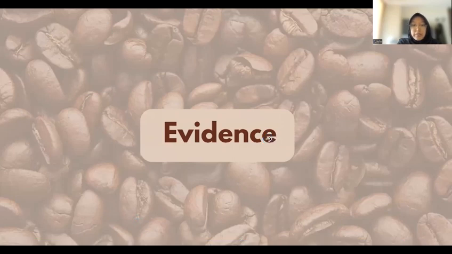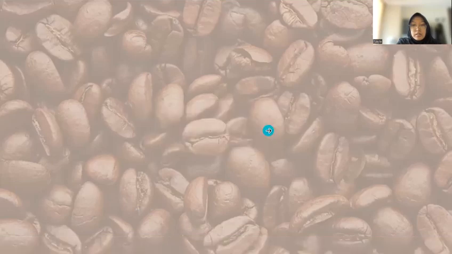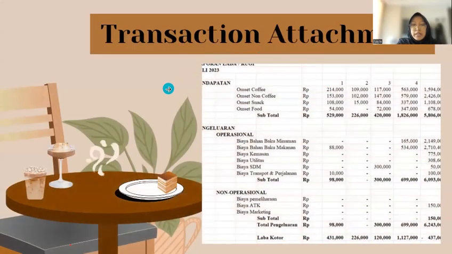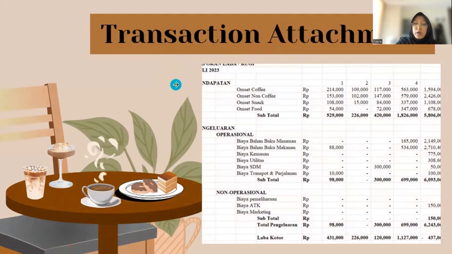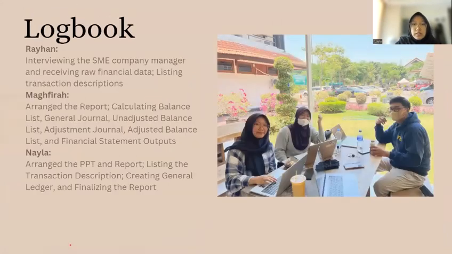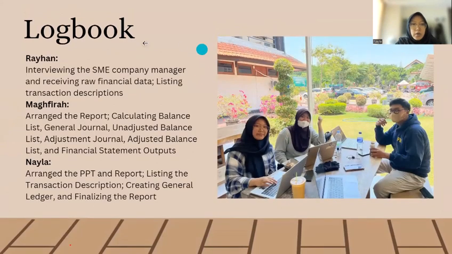So next is the evidence. Here is a transaction attachment that we got from the company. We can see the data that they gave us, the raw data that they gave us. And here is our logbook. As you can see, we divided all the work.